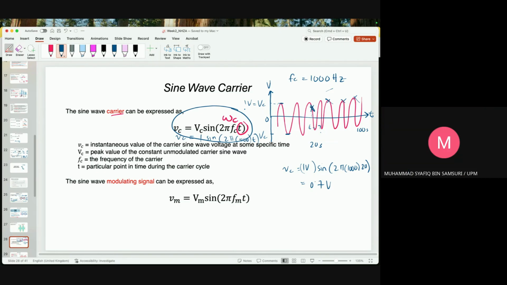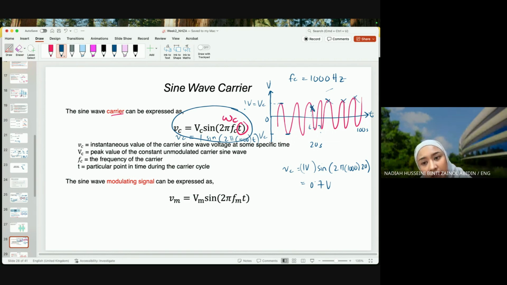Okay, so let's say the time is 0. The time is 0, so the sine is 0. Sine of 0 is 0. So your value is 0. Sine of 2 pi times 1 is also 0. So your value is 0 at time equals to 1. So it depends on what this value is, what your sin 2 pi FCT is. If it gives you 0, then the value is 0.